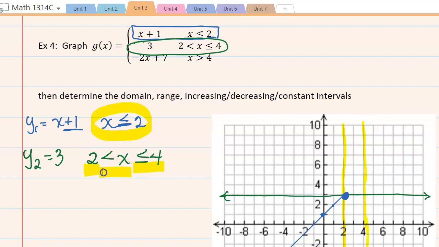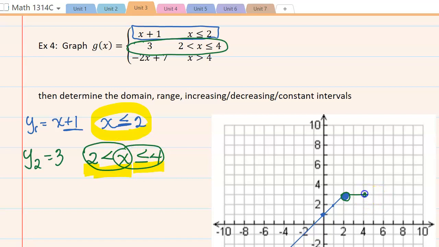So it says that as long as x is in between, we get to keep it. What that means to us is that we need to erase all of these guys right here up until we get to x equals 2, and we need to erase all of these that are over here that are greater than 4. The next question is, do we have open circles or closed circles? At x equals 2, we have an open circle. So notice I'm going to put this green open circle around the closed-in blue one. And then x can equal 4, so that's going to be a closed circle as well.